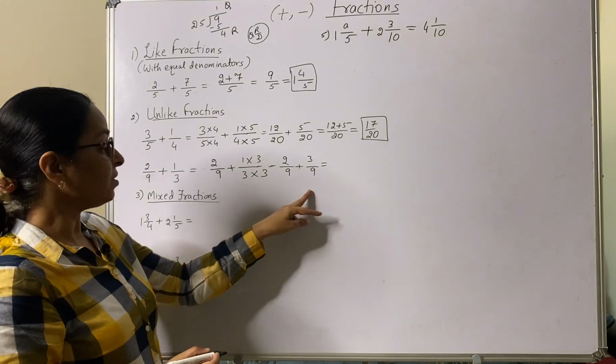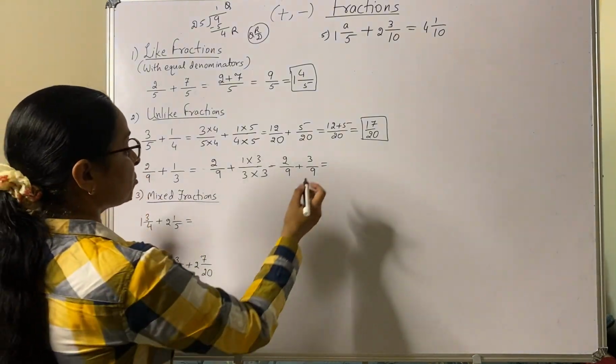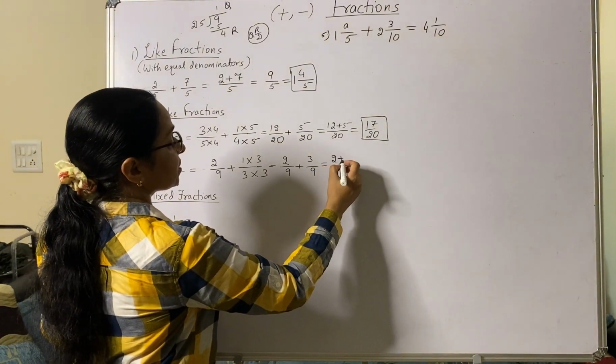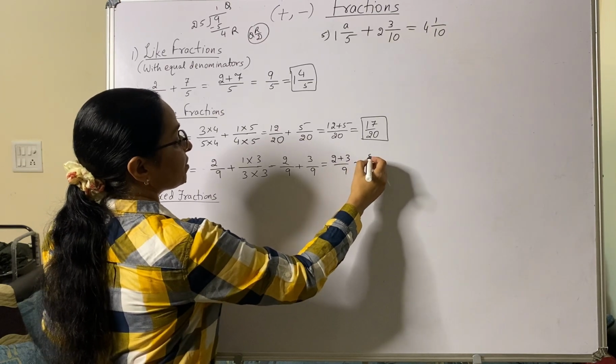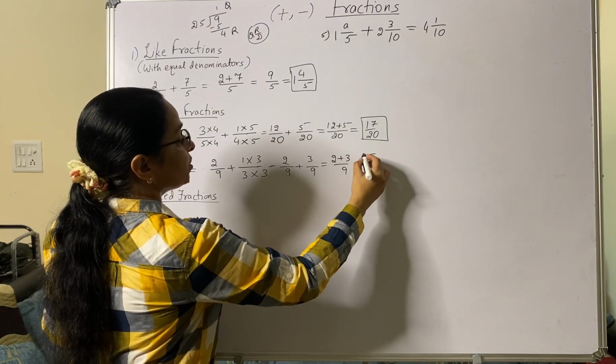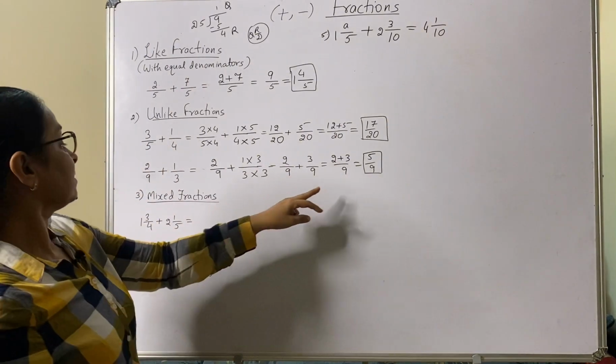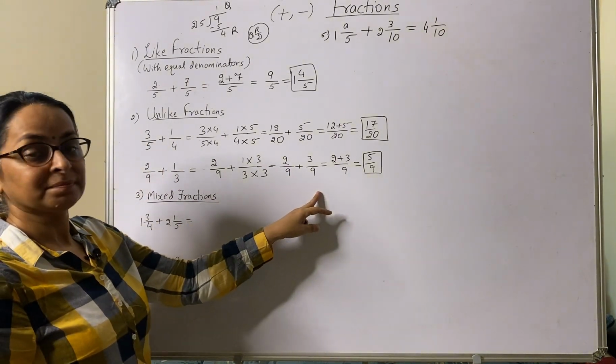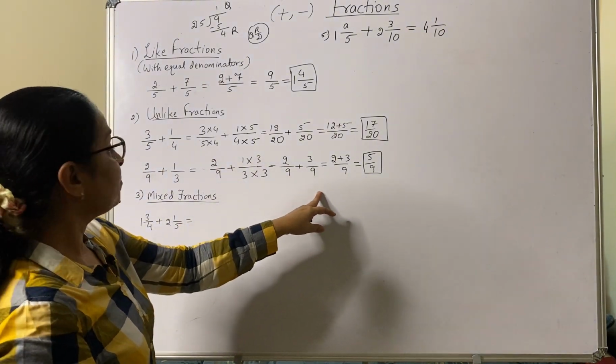Right? So it is now with equal denominators. So 2 plus 3 is what? It is 5. So you write 5 over 9. This would be my final answer. Clear? Okay. Let's proceed further now.